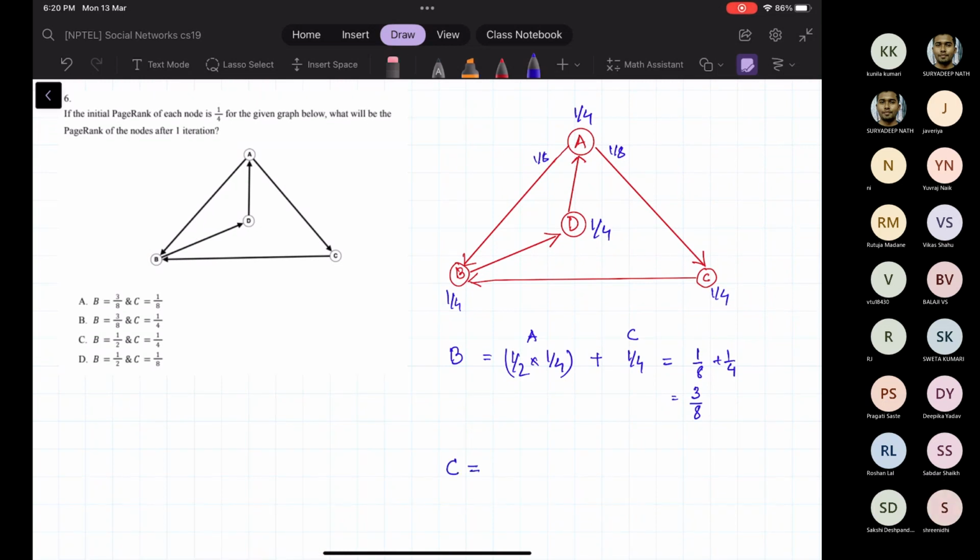Now page rank of C. C receives only from A. There is only one edge that gets into C, one incoming edge, and that is from A. So the page rank of C would basically be half of the page rank of A. Half of 1/4 is 1/8. So the right answer is 3/8 and 1/8, option A.